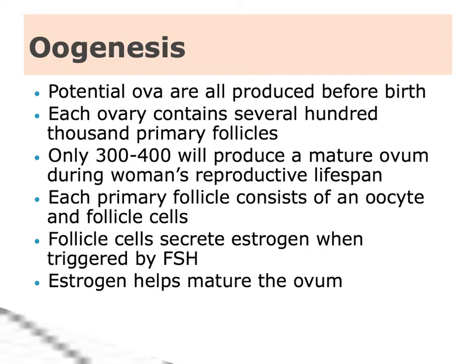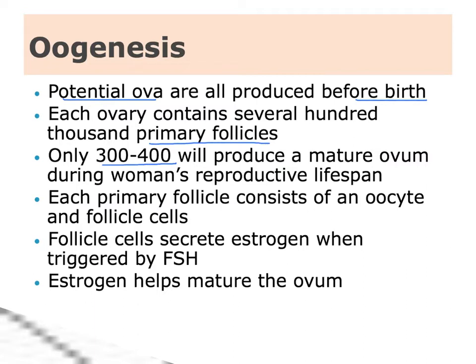Oogenesis is the word for producing ova, and all of the potential ova that a woman has are produced before birth. There is no dividing of germ cells after birth in women. Each ovary contains several 100,000 primary follicles that contain a potential ovum, but only about 300 or 400 of those will actually produce a mature ovum during a woman's reproductive lifespan, which lasts from puberty until menopause.